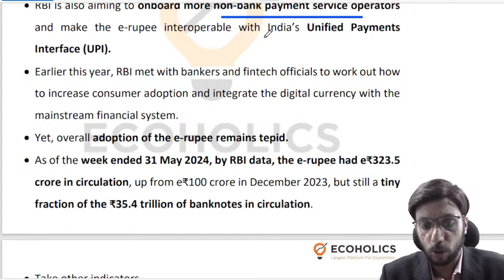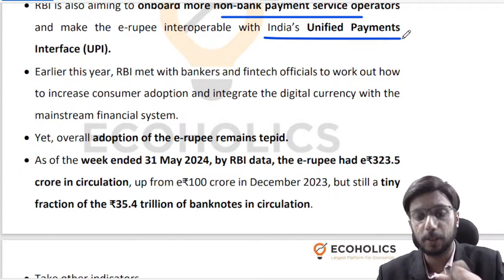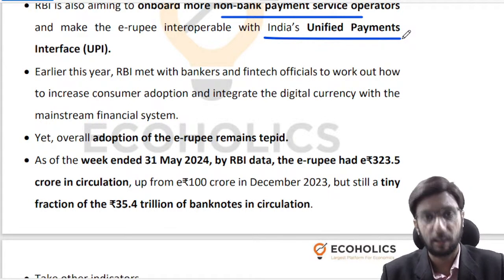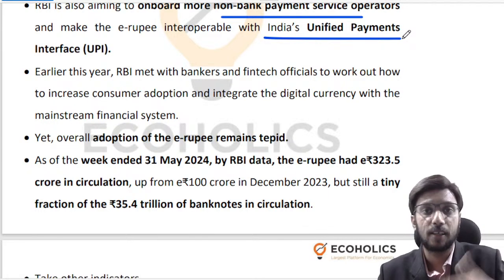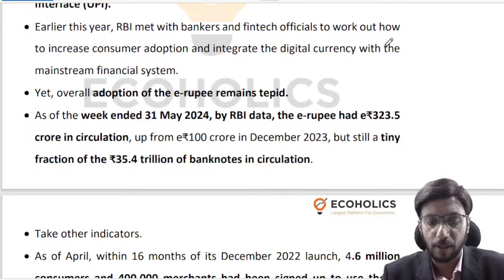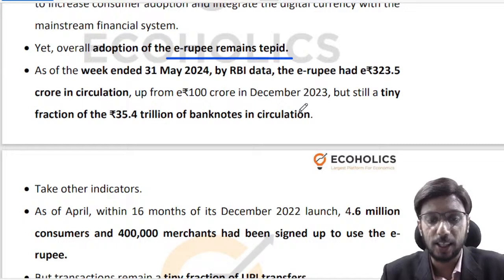We are also trying to make e-rupee interoperable through UPI, because everybody has gotten hooked to UPI, to GPay, to Paytm, and such interfaces. We just want to make it interoperable with UPI. These are the steps that we are taking. But despite everything that we have done, at least so far, the adoption of e-rupee has remained fairly lukewarm.